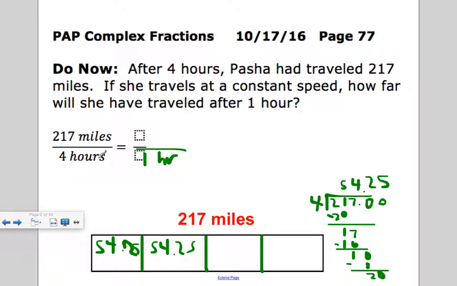Can 4 hours be broken down into 1 hour? How do you break 4 hours into 1 hour? You divide by 4. So you need to divide the numerator and the denominator by 4. So 217 divided by 4, we did the work already, is 54.25 miles for 1 hour. Per hour, each hour.